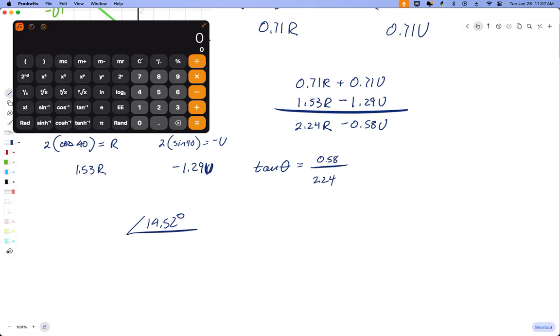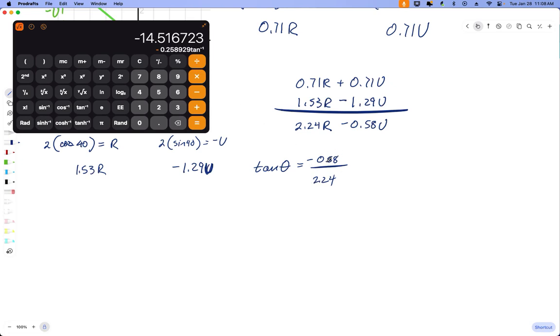Oh, no, that's not right. I'm sorry. I am so sorry. We do care about the negative sign. What am I thinking? Losing my ever-loving mind. Okay, it does matter. The negative sign does matter. Here's why. Negative 0.58 divided by 2.24. Second inverse tan, negative 14.52. So it really doesn't matter to solving this. The negative sign matters to its location on the Cartesian coordinate system.